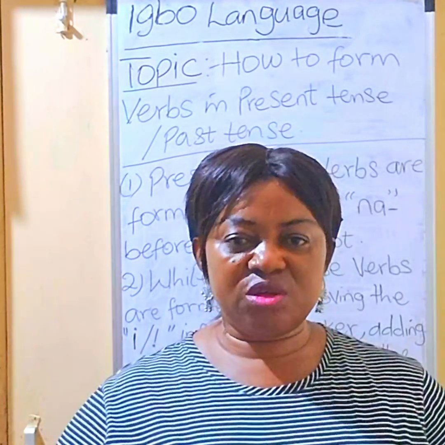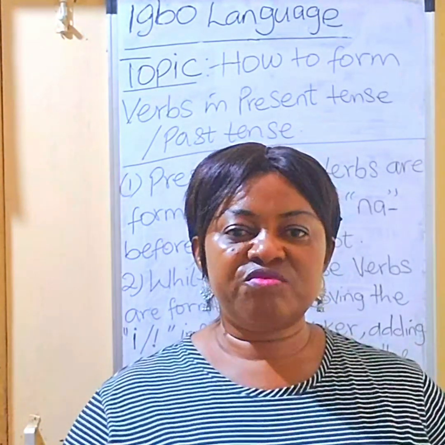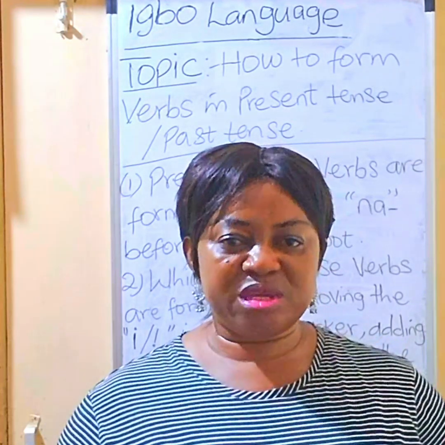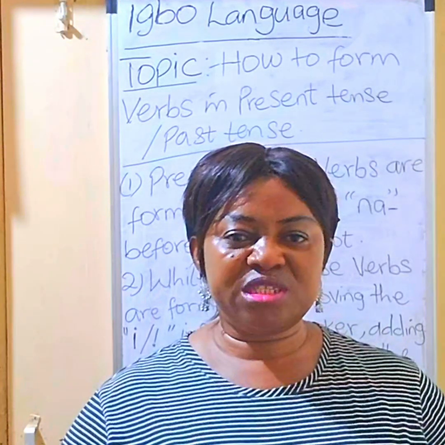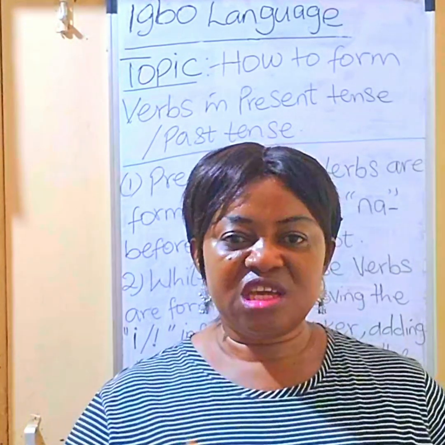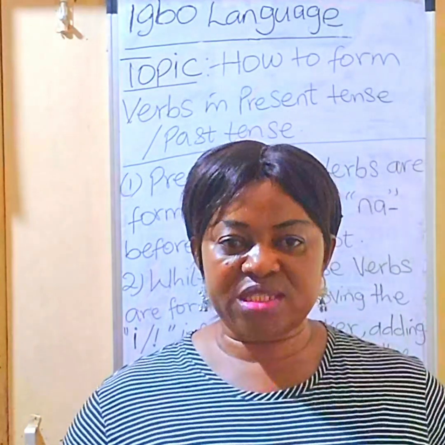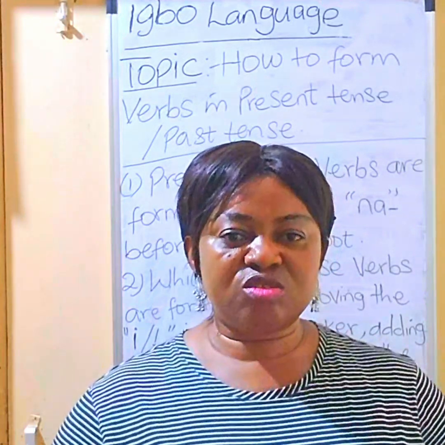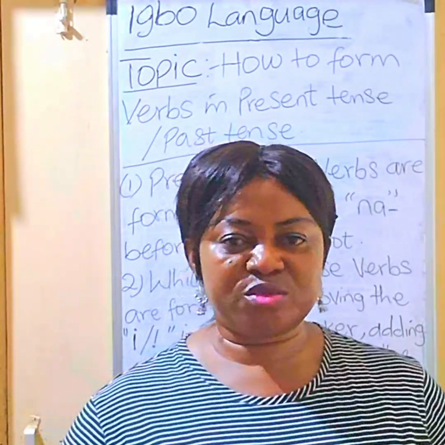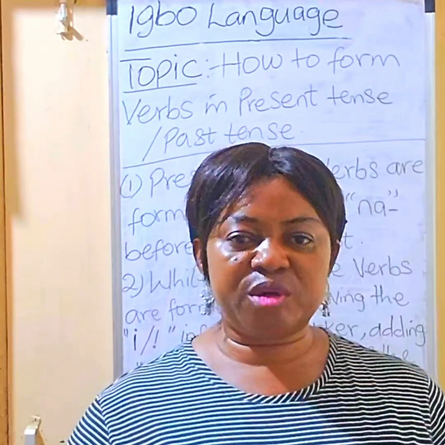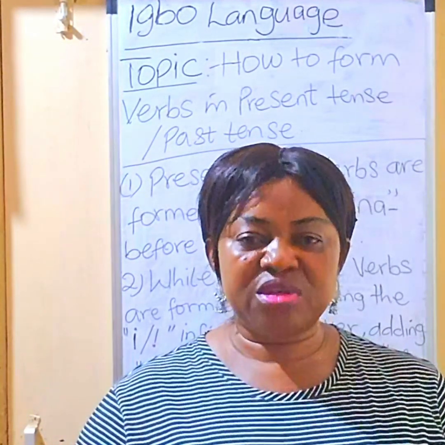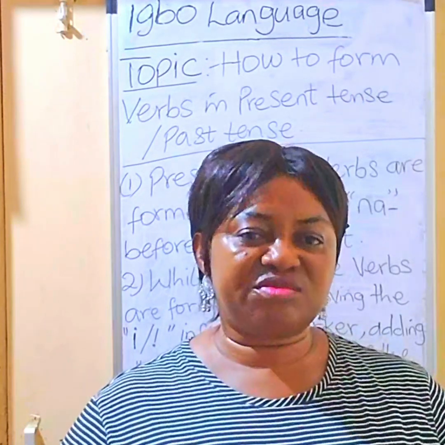We all know the meaning of verb in Igbo. Verb means nkwa. Ihe na-agwa anyị ihe na-eme. A verb is a telling word or a doing word in a sentence. A verb is an action word, something that tells us what is happening or what has happened. We are going to learn how to form present tense as a verb and also past tense as a verb.